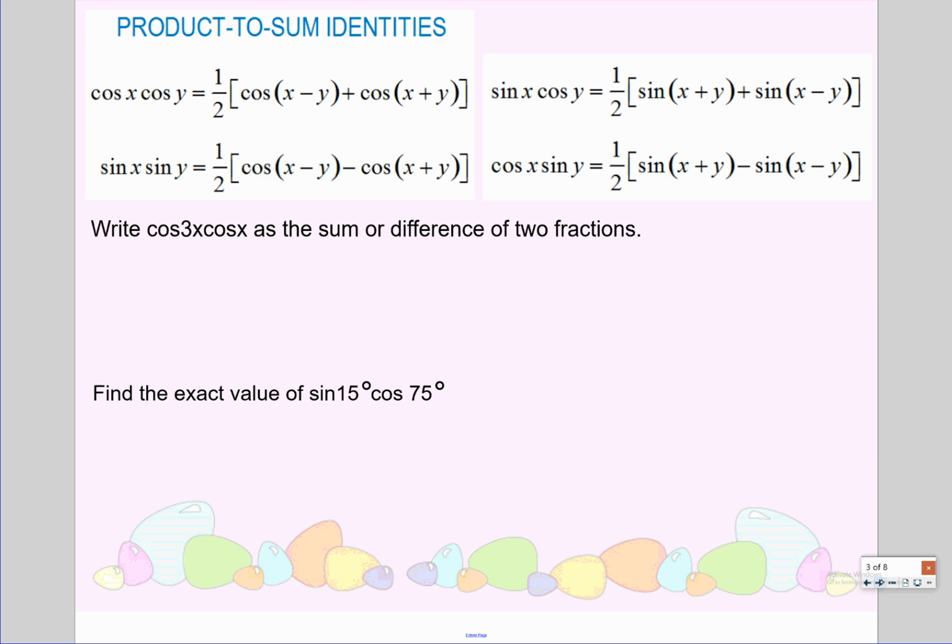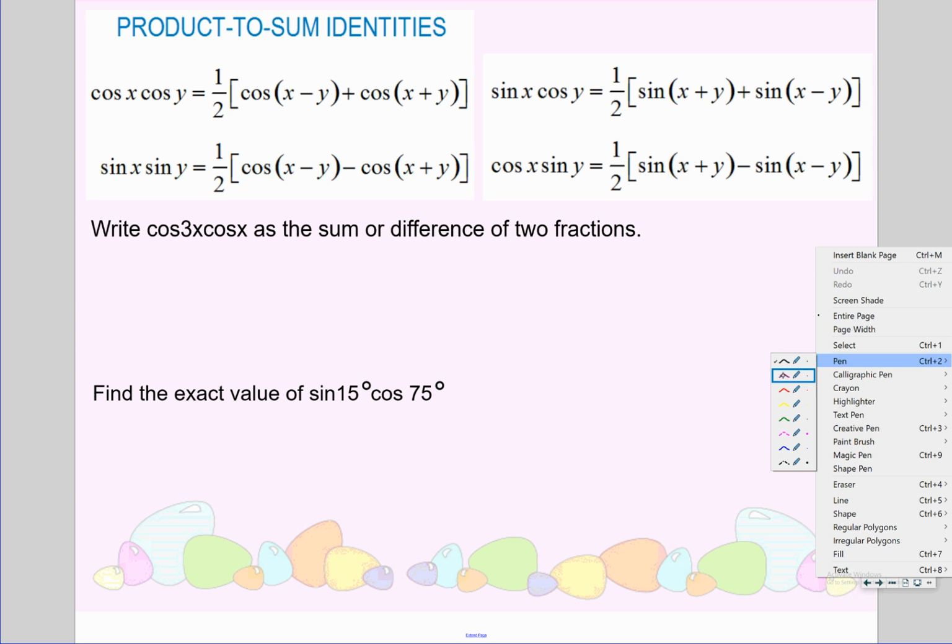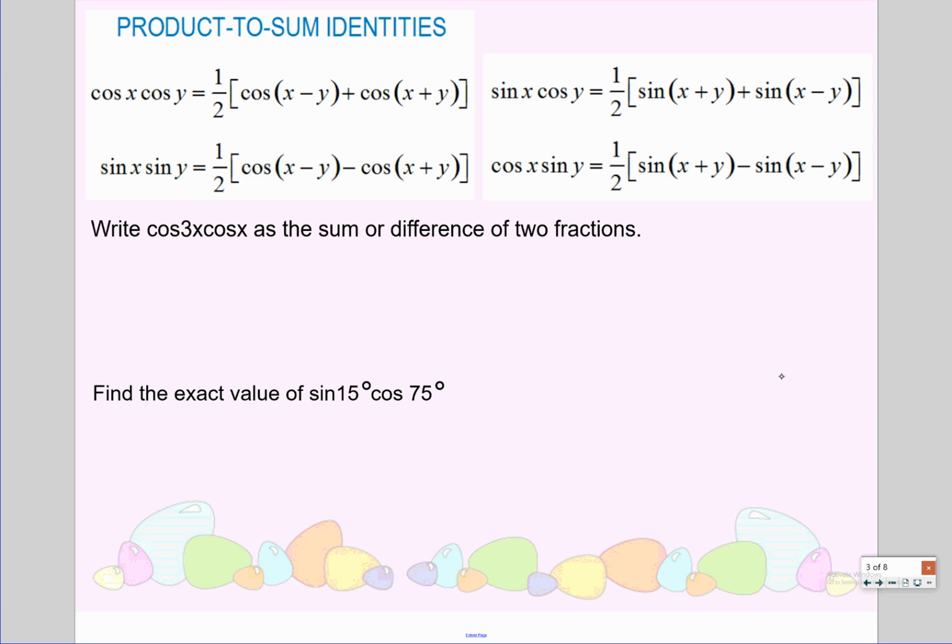All right, we're going to start here. Product to sum identities. Product to sum identities are on the bottom right side of your sheet. You'll see product to sum and sum to product are the two that you're looking for. They are exactly what they sound like. We use product to sum identities to change a product into a sum or difference.